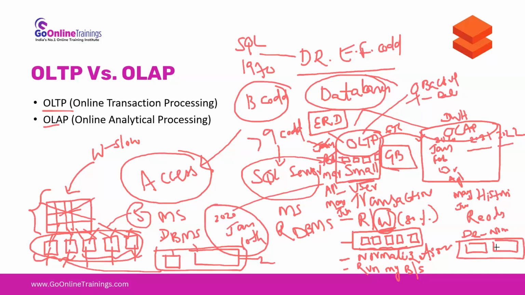But after 10 years, I got a promotion, I got a bigger job, and I have taken a 4 bedroom flat. Now what will happen? My items are distributed in 4 bedrooms. In one bedroom, I have a laptop. In the hall, I have a shoe.